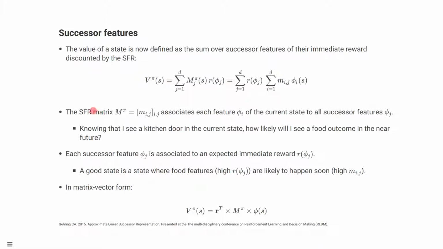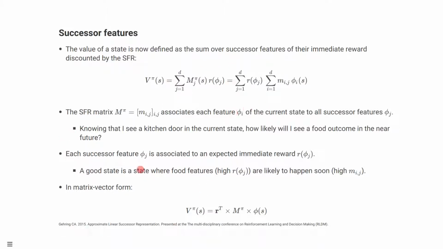So the SFR matrix associates every feature to every feature. I'm not talking about states anymore. It says that if I see a kitchen door in the current state, how likely will I see a food outcome in the near future? It's not linking states with states, but features with features. If I see something of that color right now, what does it mean about how close features of another color are in the future? So that's something that can be very dense, but we can learn it, as we will see.